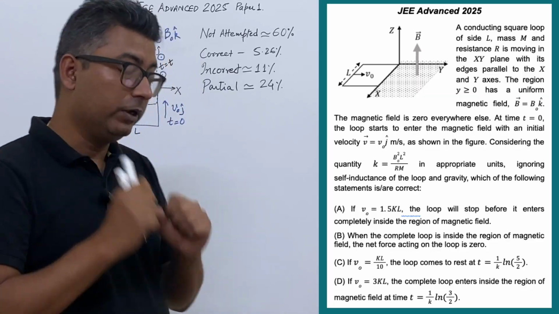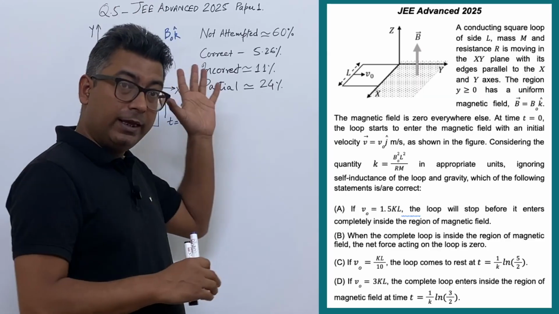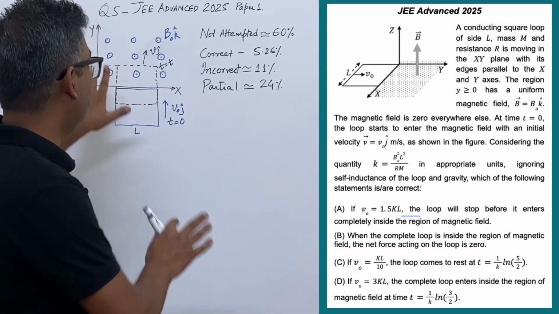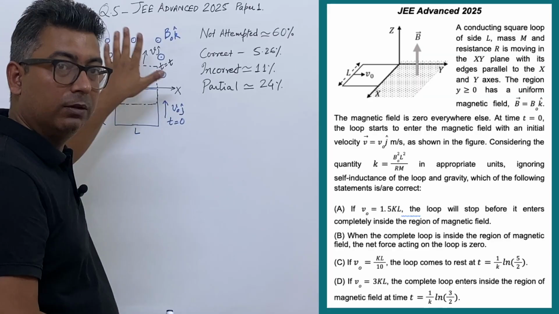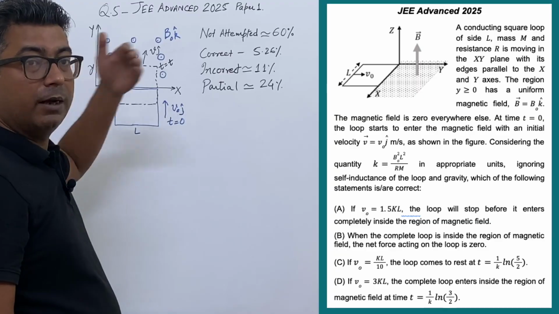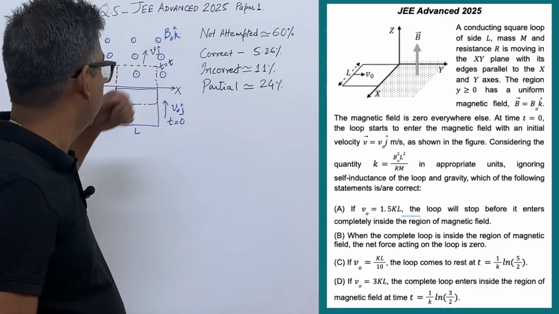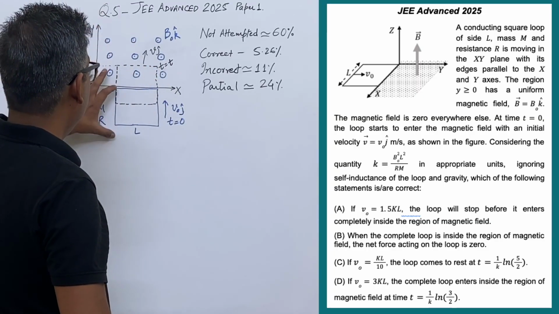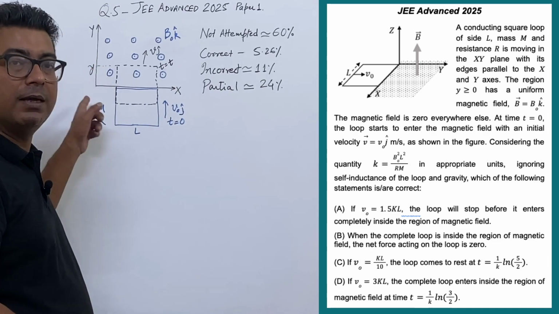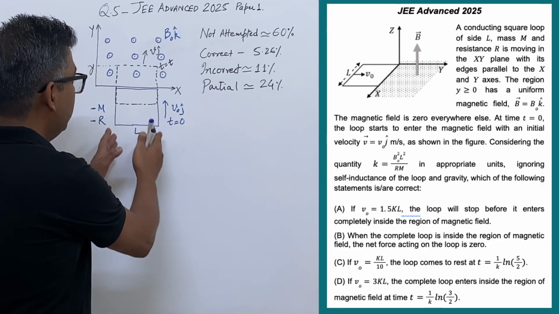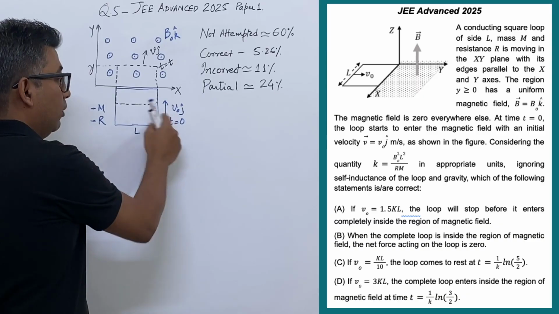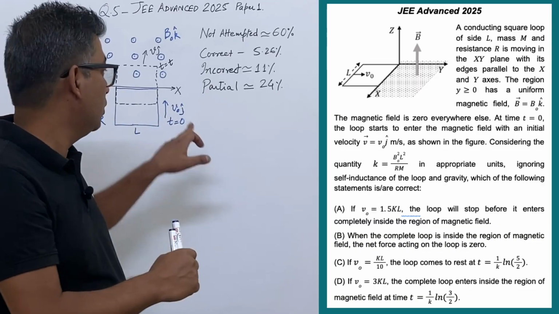Okay, so let's look into the problem. The image is there in the question itself. I have simplified it and made the y and x axes on the plane of paper. You can see that B is coming outwards, towards the Z direction. This is a square loop of side L with resistance R and mass M, trying to enter the magnetic field zone. The initial velocity at time t equal to 0 was V naught.